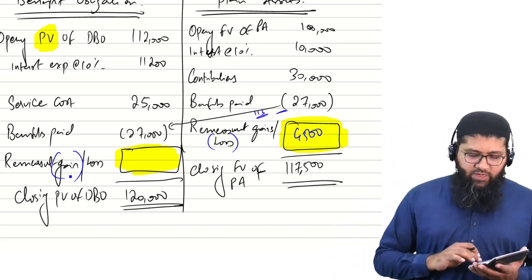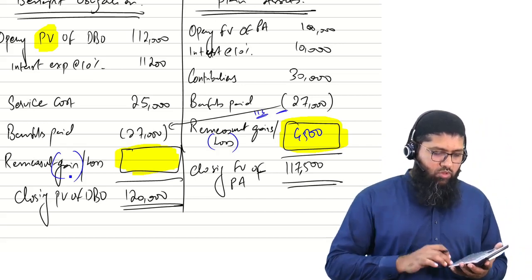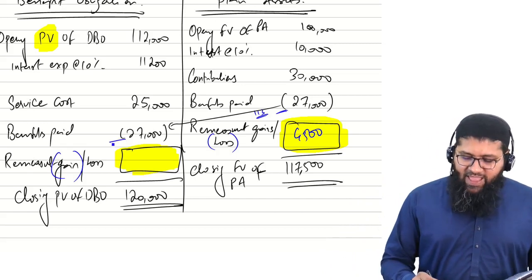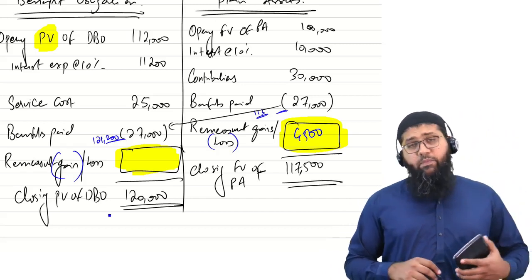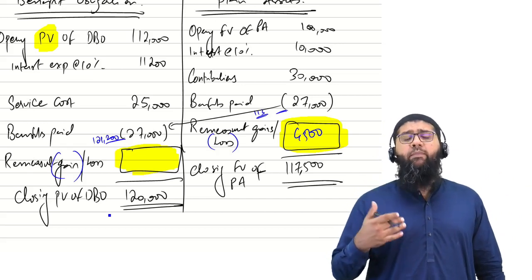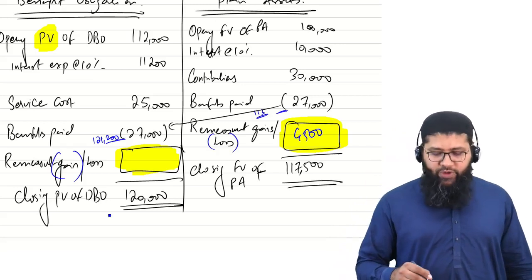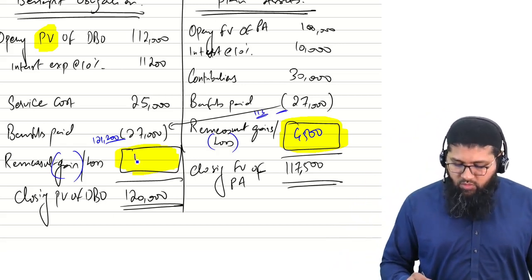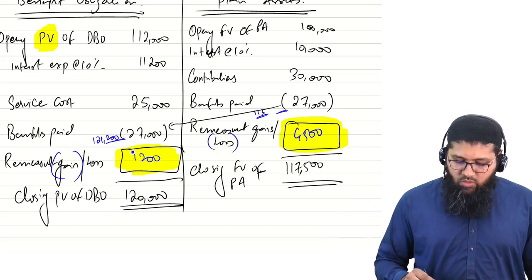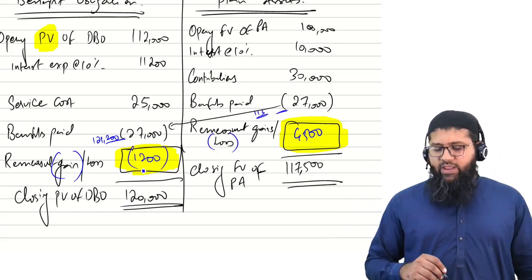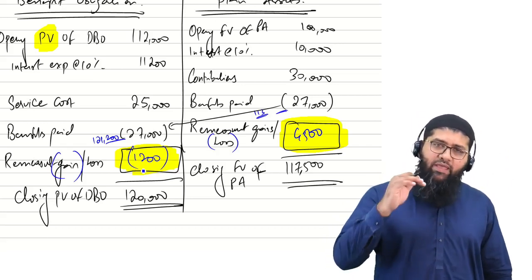So if I say 112, this is actually going to be 121,200. That means we expected the liabilities to be 121,200, whereas they are 120,000. $1,200 is actually a gain. The liability has reduced.